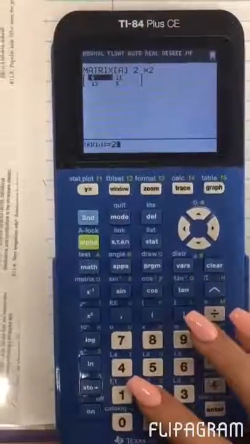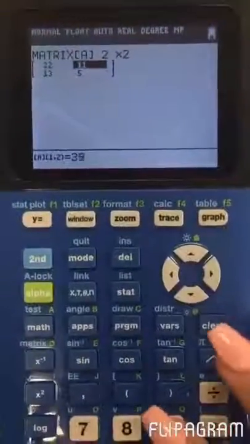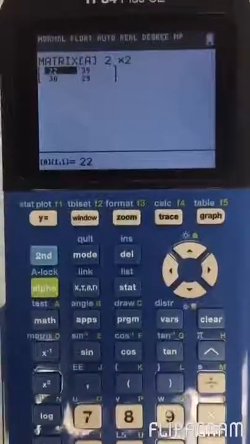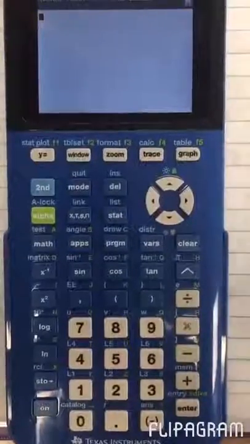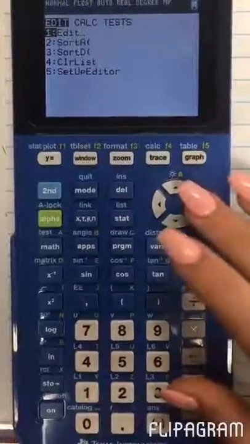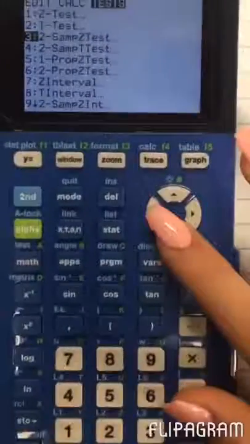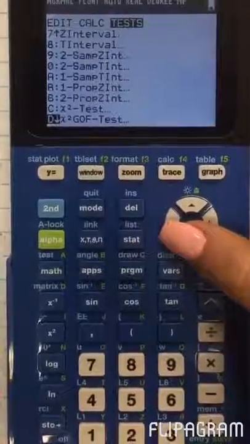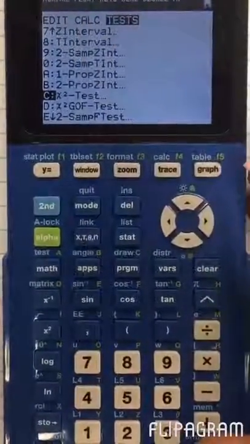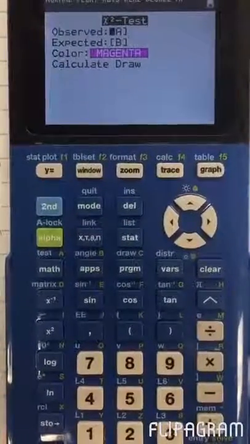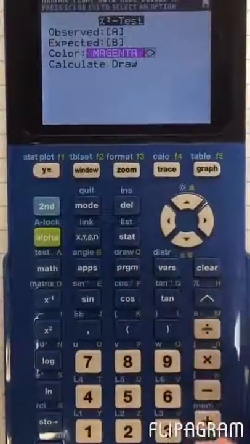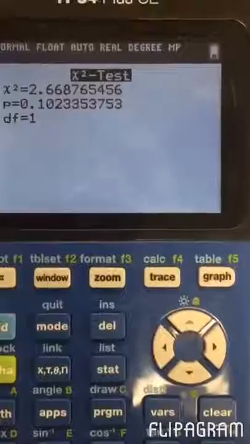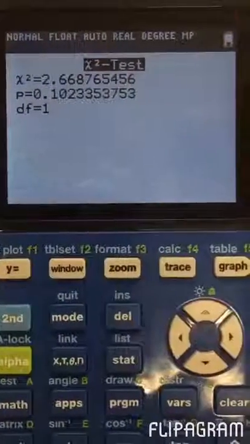Okay, so now we're going to enter our data into our matrix. Okay, perfect. Next we go to stat, scroll over to tests, and scroll all the way down to the chi-squared test. Perfect. Now enter, enter, enter, calculate. So this is our chi-squared value, that is our p-value, and those are our degrees of freedom.